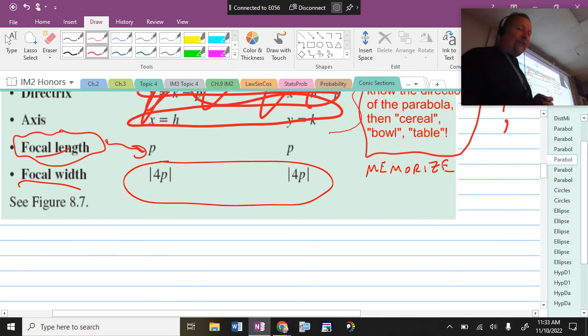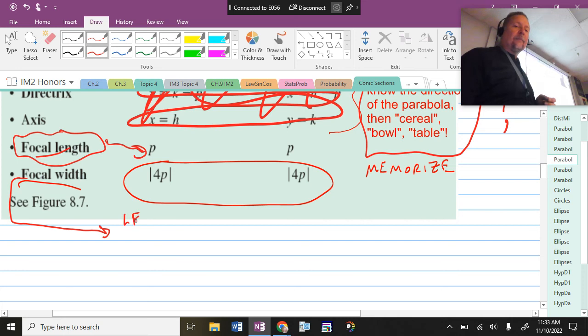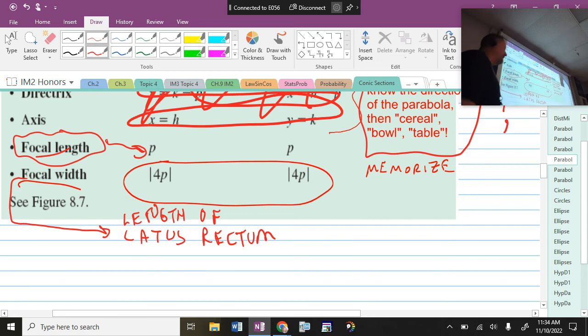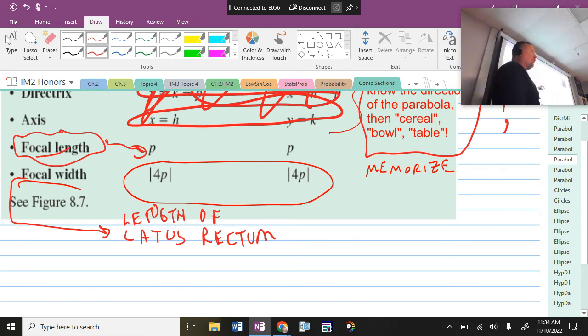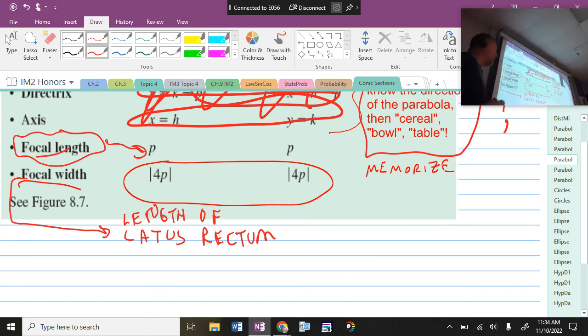Okay, get ready to giggle. Here we go. Another word for focal width is the length of the latus rectum. I don't know, I'm just the informant. I don't know what that word even means, but that is the truth. So if they ask, what's the length of the latus rectum? It's the focal width, whatever 4p is. I'm being serious, and I think on my worksheet coming up, you're going to have that term.